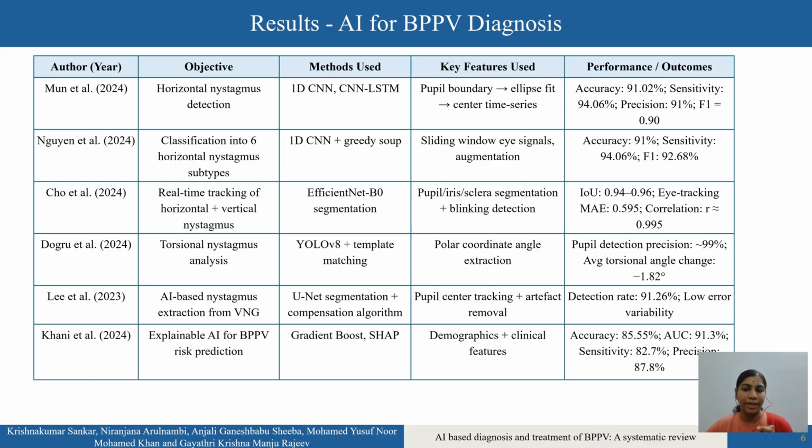This is particularly important because clinicians often rely on subjective visual interpretation, which can vary depending upon their level of experience. Another important finding is that AI reduces human error, especially in case of subtle or short duration nystagmus.